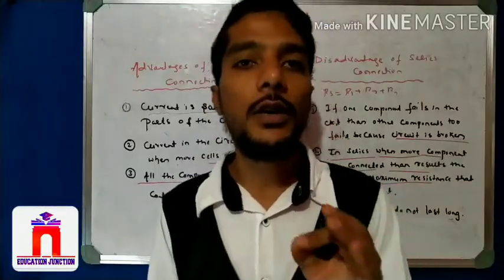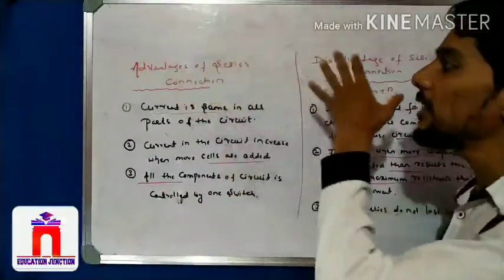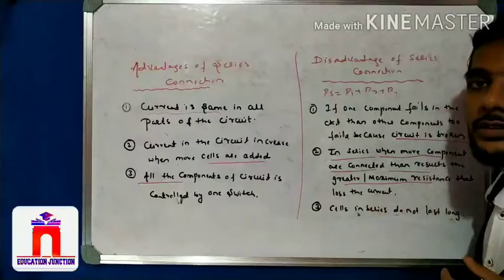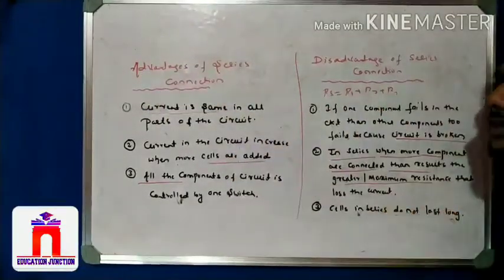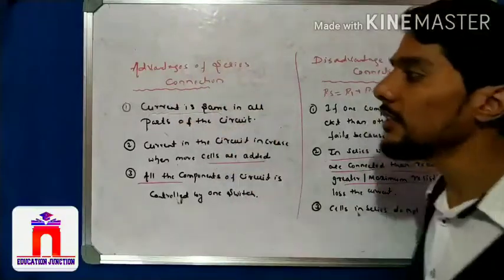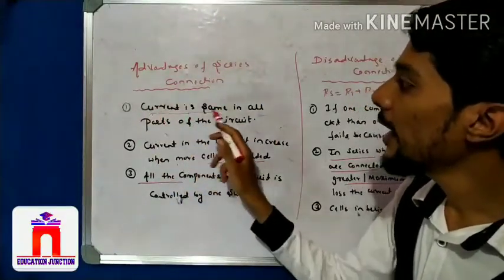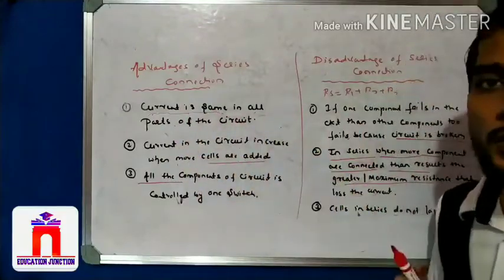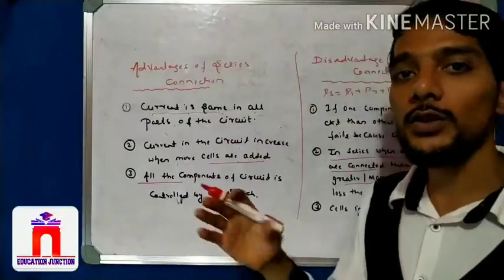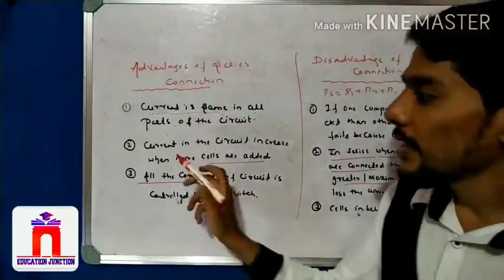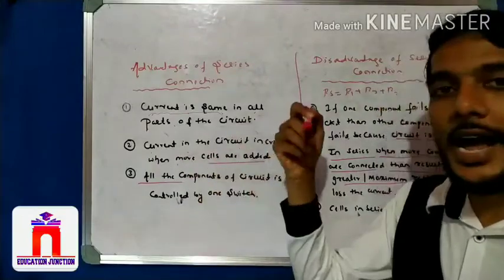Okay students, now come to the very important point of the series connection, that is the advantages and disadvantages of series connections. On this side I write the advantages, and on this side the disadvantages. First focus on the advantages. Current is the same in all parts of the circuit. We know that all the devices of an electric circuit receive the same current. That is the first advantage. Second advantage: the current in the circuit increases when more cells are added.